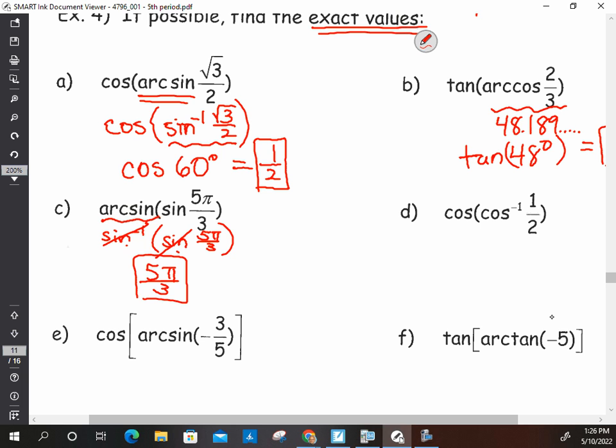Now, by all means, you can do the work of finding sine of 5 pi over 3 and then taking arc sine of that answer. You're going to end up back where you started. Or, oh, they're opposites. Drop them out, and that's it.